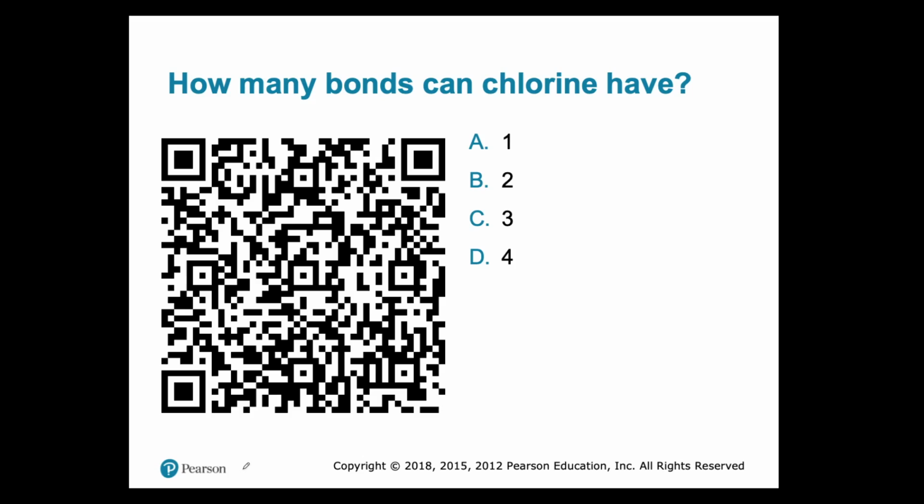Exactly. It's in the same group as fluorine. Remember what I said last week? Whenever you're in the same group, you actually react the same way. You have the same trends. So if you have fluorine and you have chlorine in the same group, they're both only going to need what? One electron to be a full octet. And if you only need one electron to be a full octet, you only need what? One bond. So the answer there is one bond.